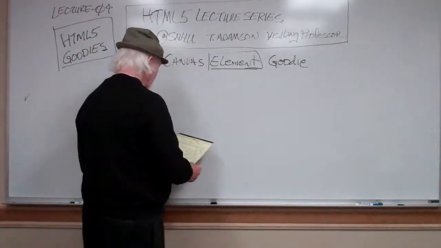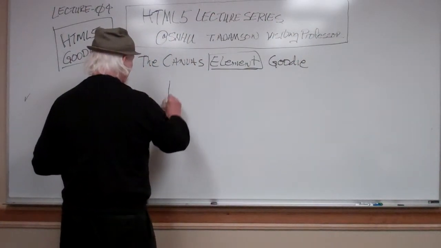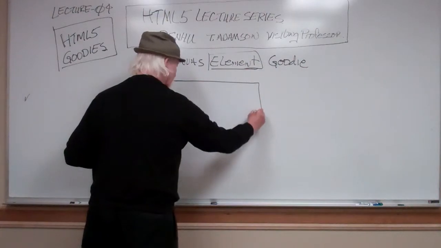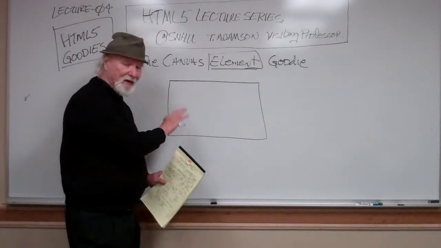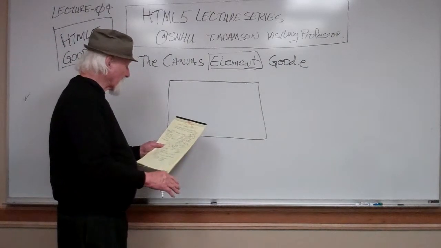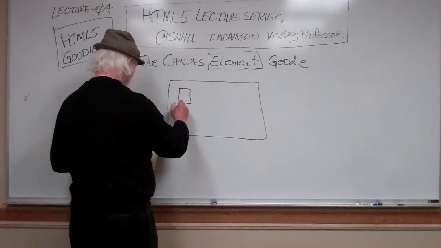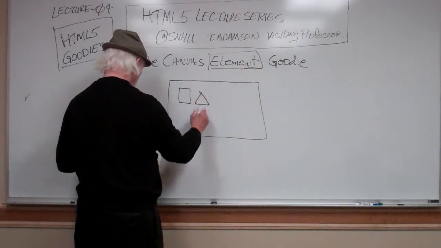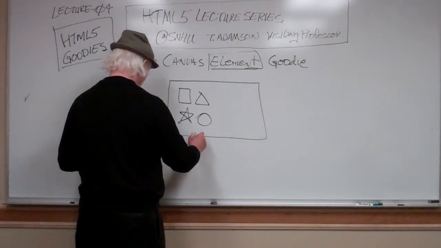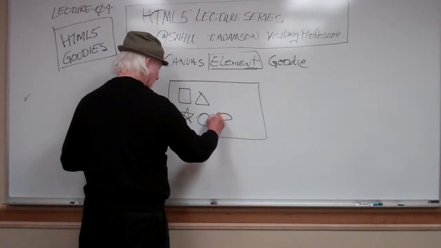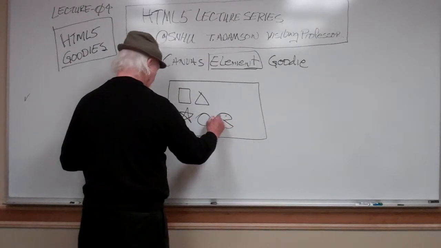And what the canvas goodie is, it appears on the web browser almost any way you want it to appear. The reason they call it the canvas is because you can do things on it. You can make boxes on it, you can make triangles on it, you can make any shape imaginable on the canvas element. And here's a little Pac-Man guy that you can make.